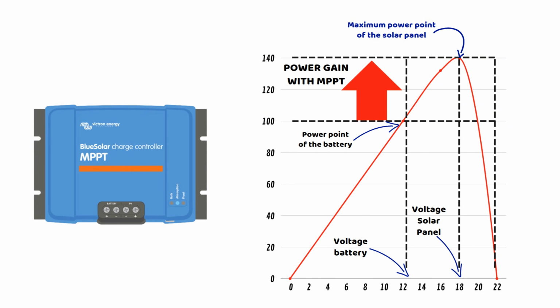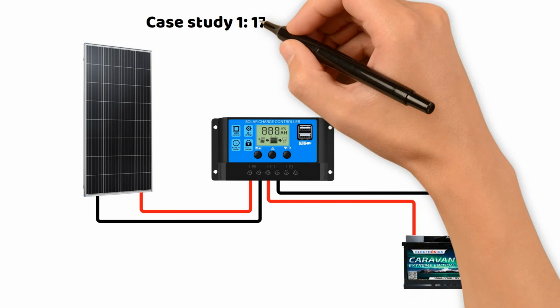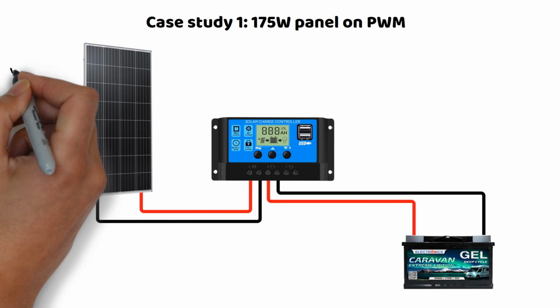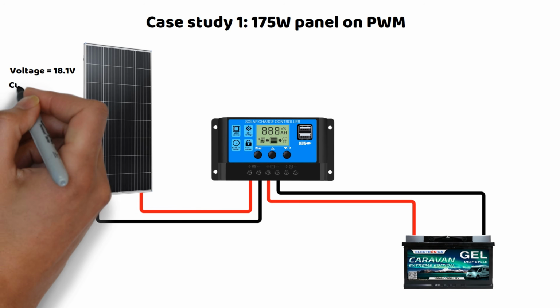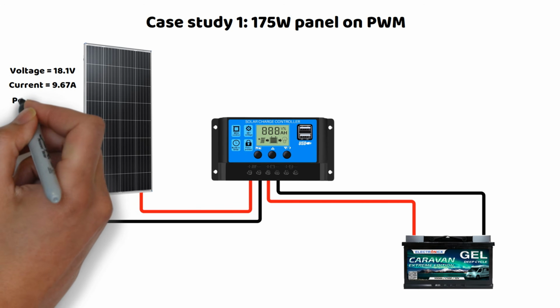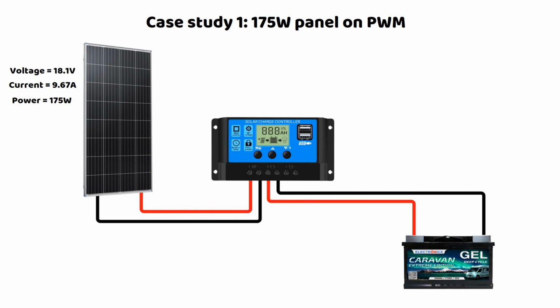Here is a wiring diagram with a 175 watt solar panel connected to a PWM charge controller and linked to a 12 volt battery. As for the solar panel, its optimal operating voltage is 18.1 volts and its current is 9.67 amperes. This gives us 175 watts when we multiply the voltage by the current. Here, since the PWM will be connected to a 12 volt battery and the charging voltage will be around 13.7 volts, it will adjust the voltage it receives at the input.